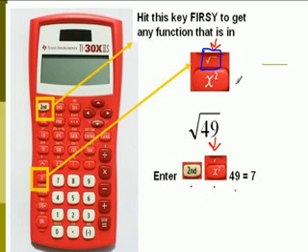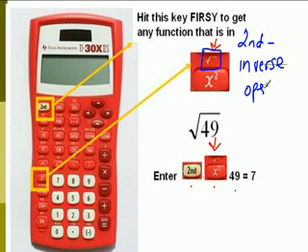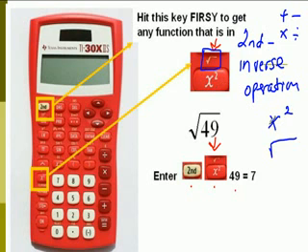All of the symbols in yellow can be used by hitting the second yellow key first. The second button means the inverse operation, and we've talked about that before. The inverse operation of squared is the square root, just like the inverse of addition is subtraction and multiplication is division. That's why it's on top of that button. So you hit second, x squared, and this will come up.